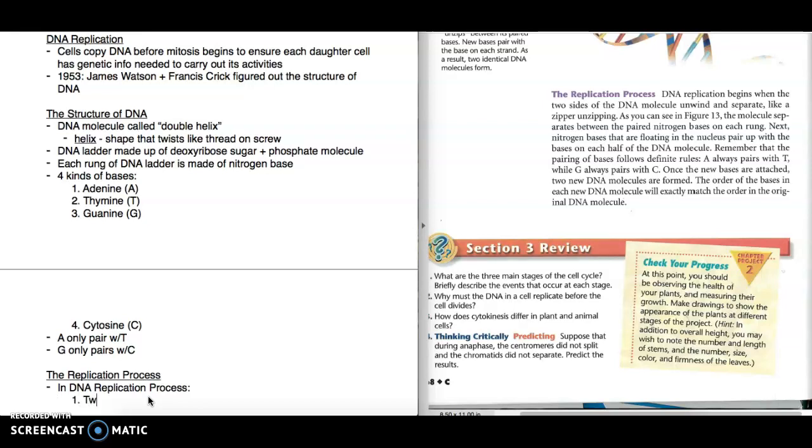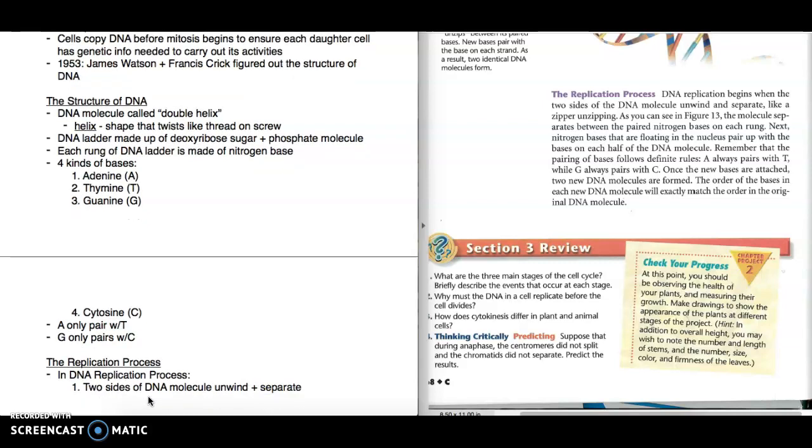Well, the first thing I see is that 2 sides of the DNA molecule are going to unwind and separate. That's good to know. The second step in this process appears to be that the nitrogen bases, those 4 kinds of bases we talked about up here, are going to pair up. So there were nitrogen bases floating around, and they're going to start to pair up with each of these halves that have unwound and separated.